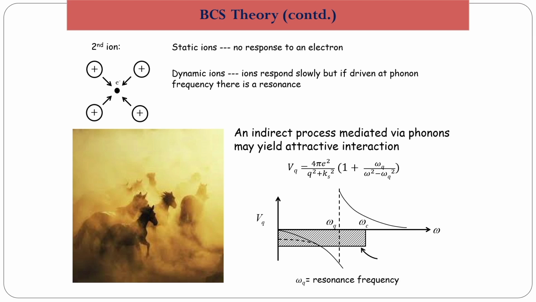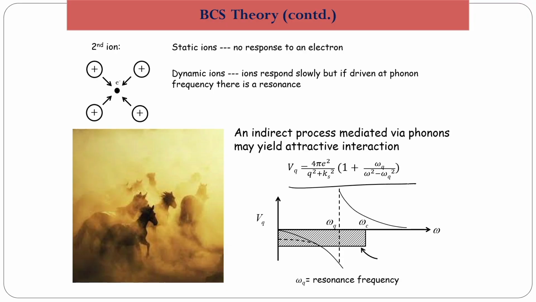What happens is that one electron, when it passes through the lattice, looks like horses running in dusty fields. You do not see the horses, but you see a ball of dust moving ahead. This electron going through the lattice picks up a lot of positive charge, just like this dust, and another electron seeing this ball of positive charge gets attracted towards it, and that gives rise to a potential with the factor 1 plus omega_q by omega square minus omega_q square.